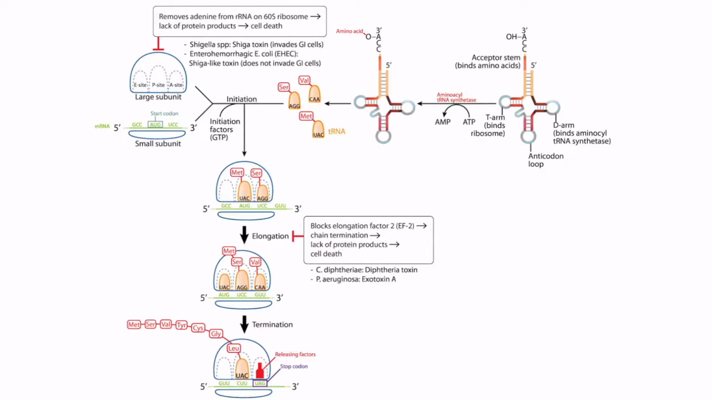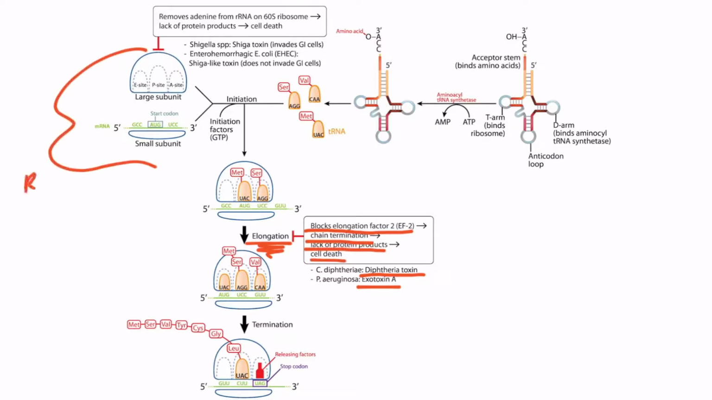As a brief review, when translating mRNA, elongation factors transfer amino acids from the P site to the A site, causing the peptide to lengthen. You can see that elongation takes place here. One of the elongation factors is elongation factor 2. With relation to elongation, there are 2 toxins to know about, diphtheria toxin and exotoxin A. These will block elongation factor 2, or EF2. This will cause chain termination. In other words, the peptide will stop growing. That means there will be lack of protein products in the cell, and the cell will die.